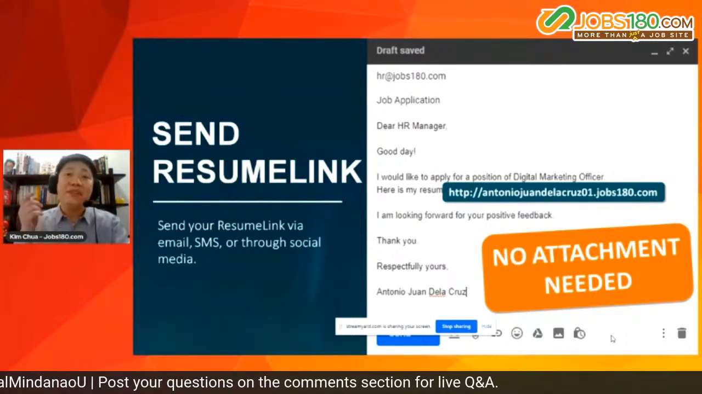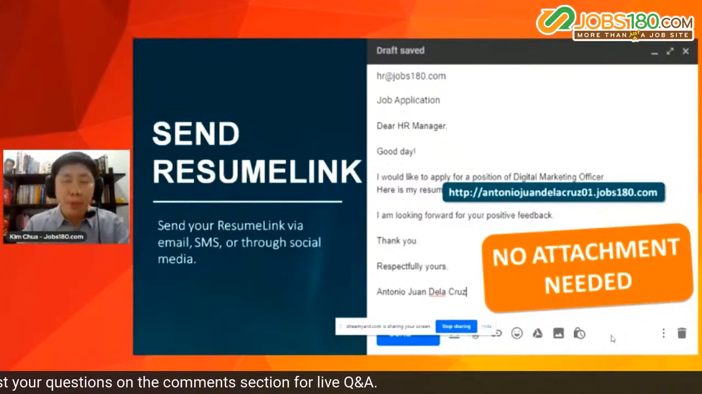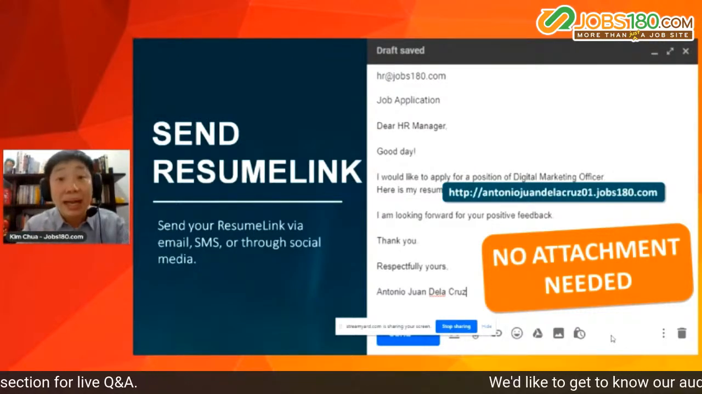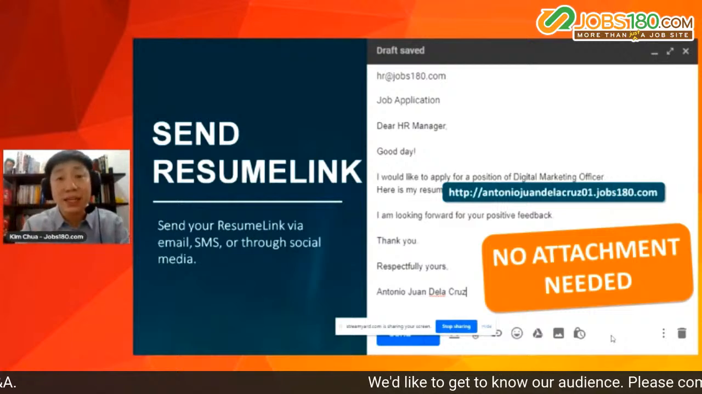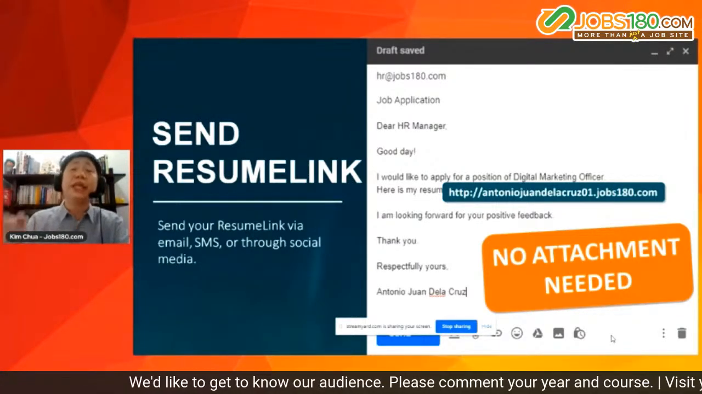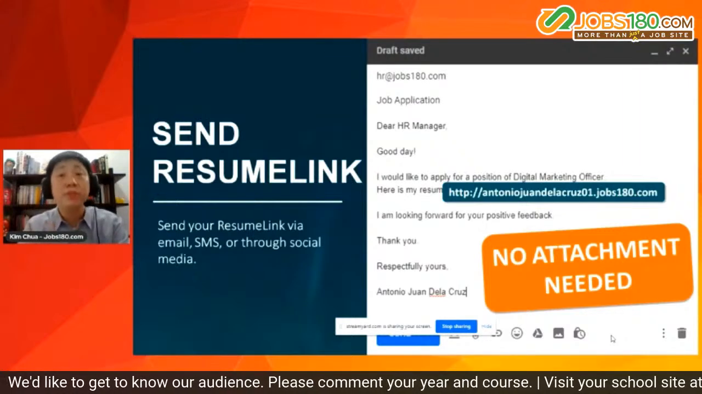Tama? If that is how you're doing it, wag mo nang gawin yon. Wag ka na mag-attach ng anything sa email. Pampabagal lang yan, tsaka makaluma na yung style na yan. Bakit ko sinabi yon? Kasi hindi mo na kailangan talaga mag-attach ng anything. Ang gagawin mo, i-type mo na lang doon sa email mo yung resume link mo.